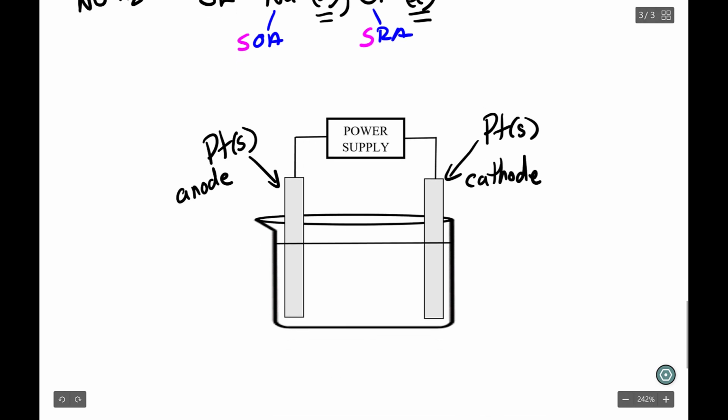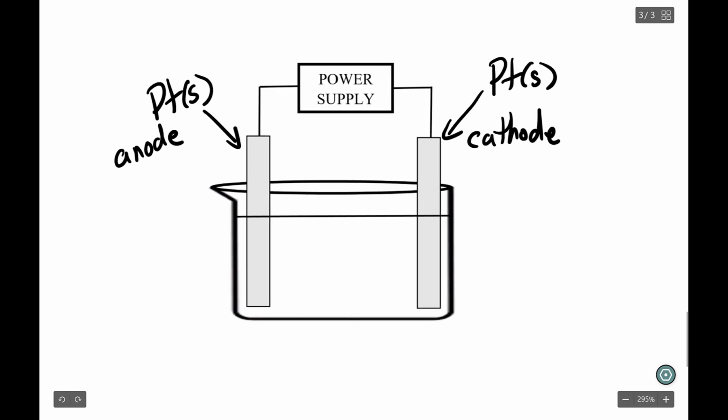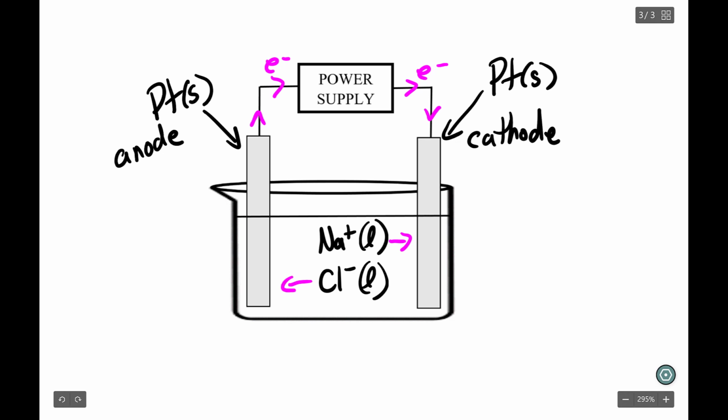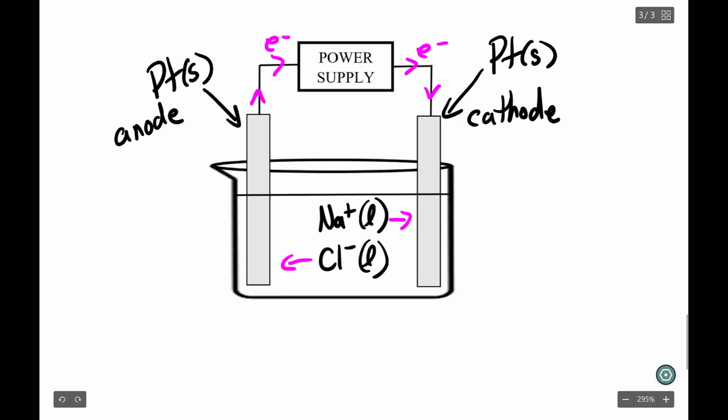And then, of course, we need to put our liquid ions into the cell. So I have sodium ions liquid, and I have chloride ions liquid. If we do our flows, electrons always flow from anode to cathode. Cations move towards the cathode, and anions move towards the anode. The next thing I do is I look at my two half reactions and write them out as they appear.